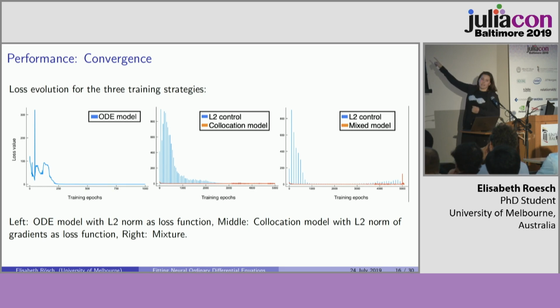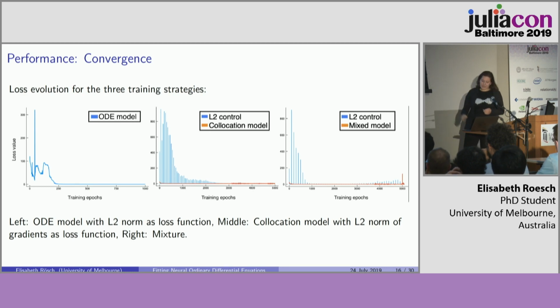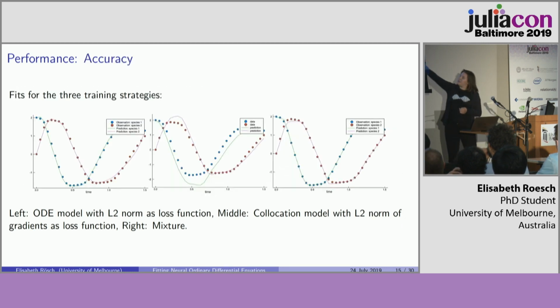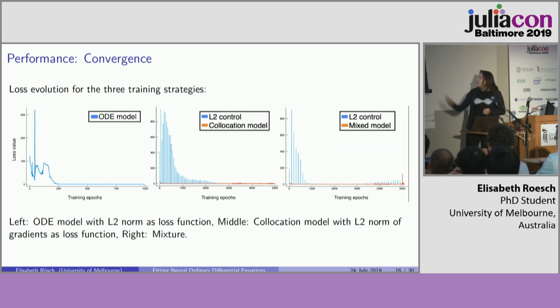And on the very right, you can see the mixture procedure. First we did 5,000 training epochs with the fast one, the collocation model, and then we did 100 with the L2, the ODE model. It doesn't look like much on this side, probably, but that is the difference from this picture to this picture. So this is only collocation, and this is collocation with the ODE model afterwards. And that's just these 100 epochs at the end.